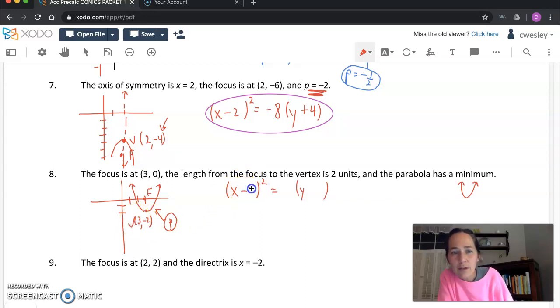So let's go x minus 3, let's go y minus -2, so plus 2. And for p, what did we say? p was 2, so for 4p we'll put another 8 in there. We'll circle this one ourselves.